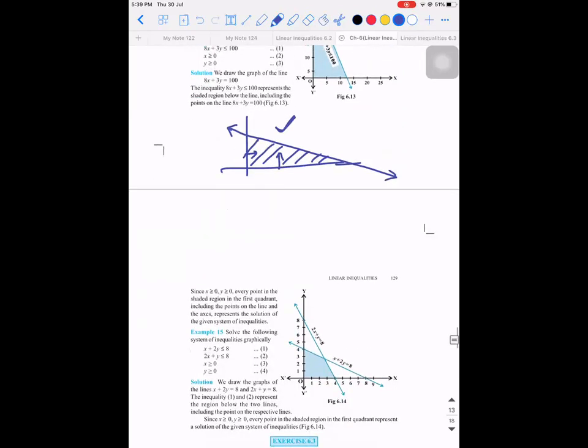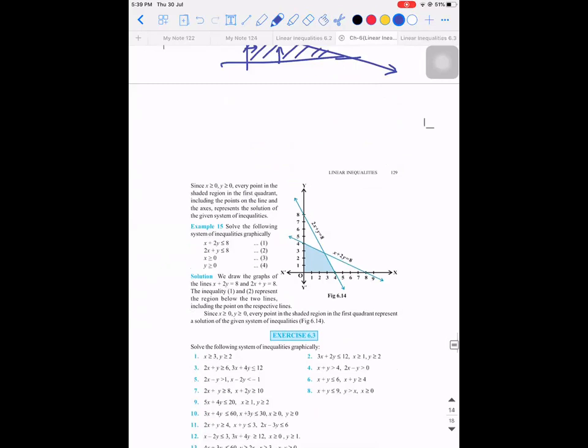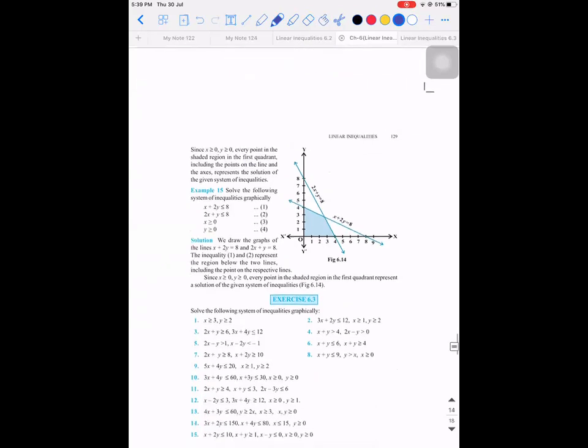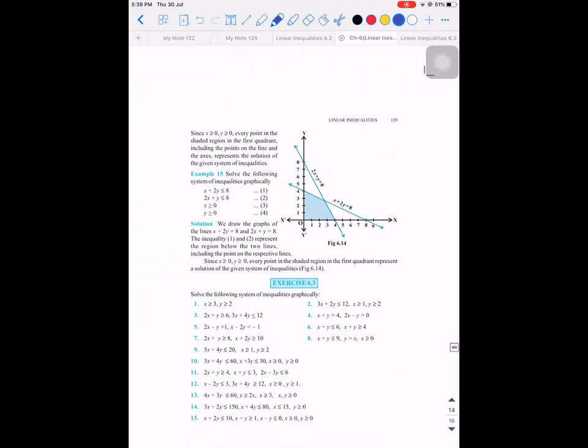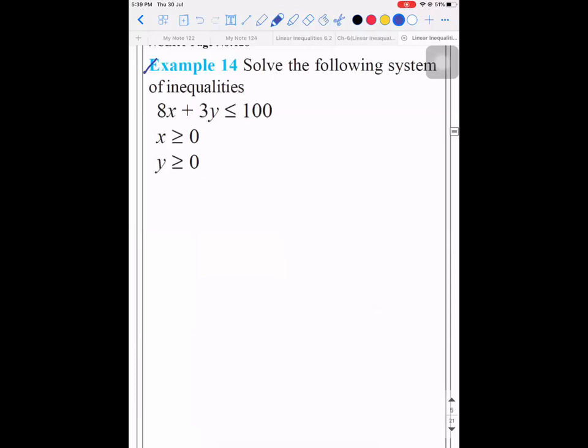Right, others also got it? Yes, sir. Okay, so this is when you have 3 linear inequalities. The last one, the 15th one, is when you have 4 linear inequalities in your hand. Let's try to solve that.